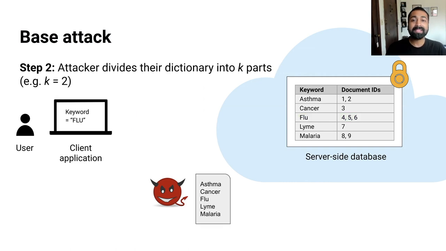This is easy for a server-side adversary. Step 2, the attacker starts with a dictionary that contains a list of all the potential keywords of interest. So the attacker is interested in identifying the queried keyword only if it belongs to this list. The attacker then divides their dictionary into k partitions, for example k equals 2.